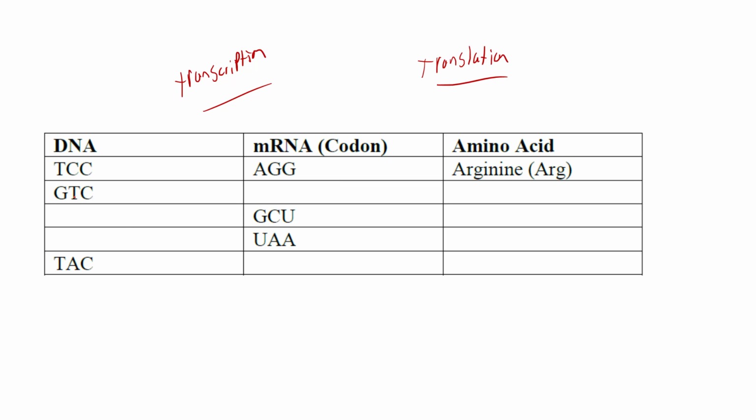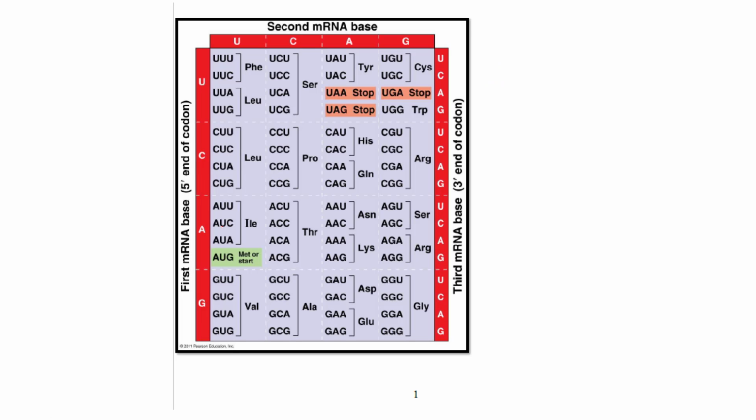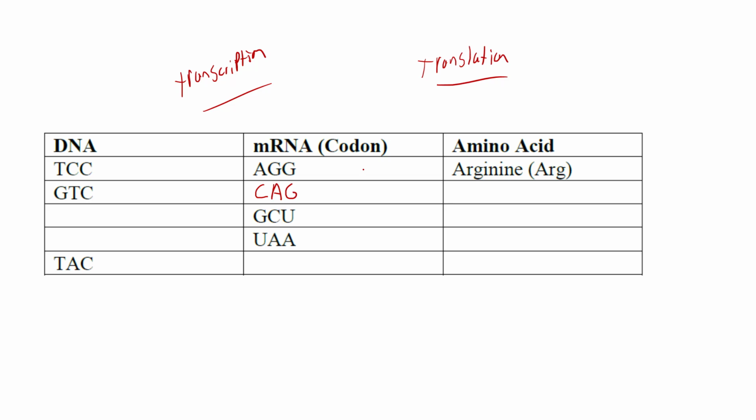Now, if we have the DNA GTC, what's complementary to that in RNA? Well, let's think about that. What pairs with G? C. What pairs with T? A. What pairs with C? G. So then you go to the table here and you look up CAG. C, A, I'm having trouble. You're all looking at it going, it's right there. CAG, there it is. GLN. That's the amino acid. You don't need to memorize that or anything.